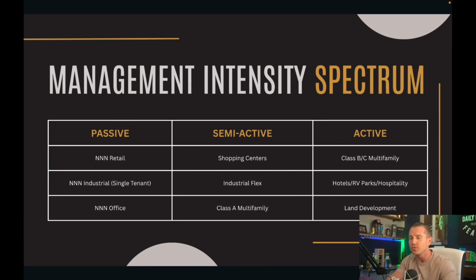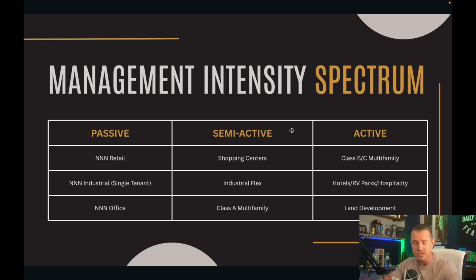So just again, to recap some of the management intensity that goes along with some of these assets. If you want something really passive, really hands-off, mailbox money, just send me a check and maybe I have to answer a couple emails or calls a quarter or a year, you're thinking about triple net retail. You're thinking about triple net industrial. You're thinking about triple net office. Again, we dive into a lot more of what triple net means on this channel, but this is going to be the passive column.